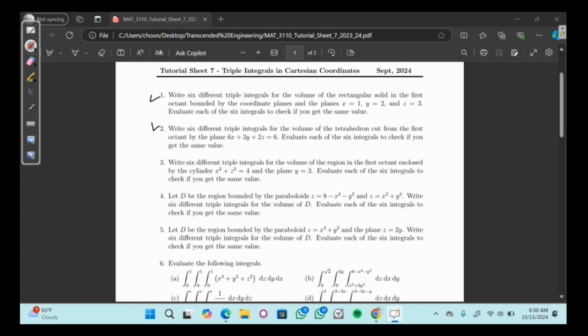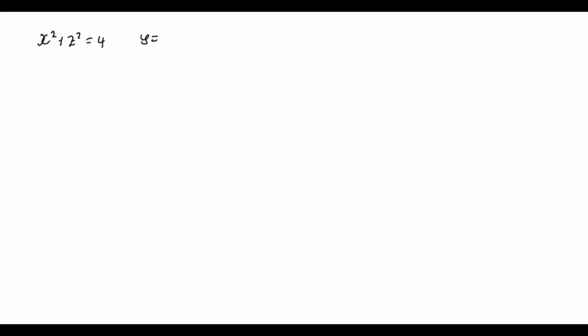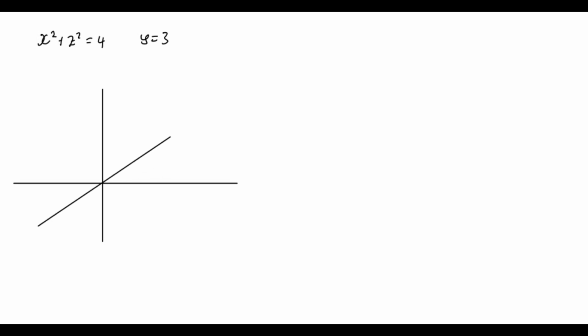I'm almost tempted to use a 3D graphing calculator, but for some of these it's actually okay like this. They are not that hard. Okay, so we're dealing with the cylinder x squared plus z squared is equal to 4, and the plane y is equal to, is it a 2? No, it's a 3. Okay, so this cylinder that we are talking about is something like this.